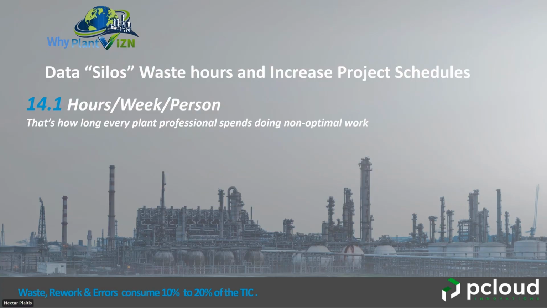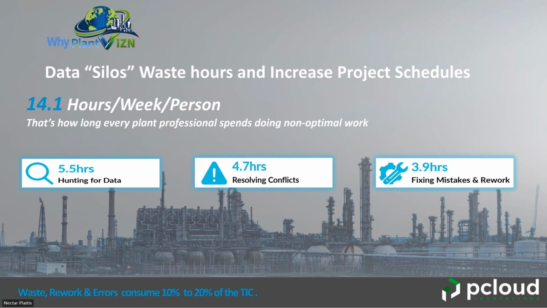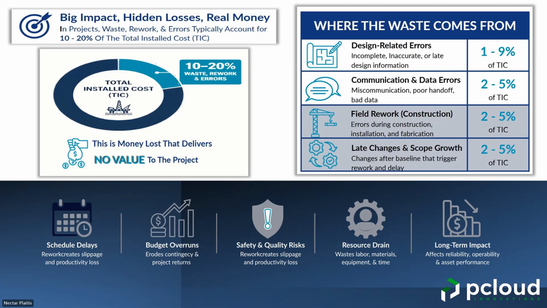Okay, so why Plant Vision? Data silos waste hours and increase project schedules. What we found is that 14.1 hours per week per person is spent doing non-optical work. And Nectar, you can see the breakdown of that 14.1 hours. Also, waste, rework, and errors consume 10 to 20% of the total installed cost. And you can see where that waste comes from here on the right-hand side.